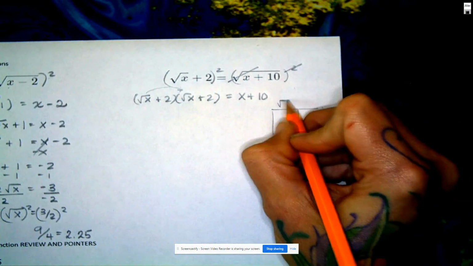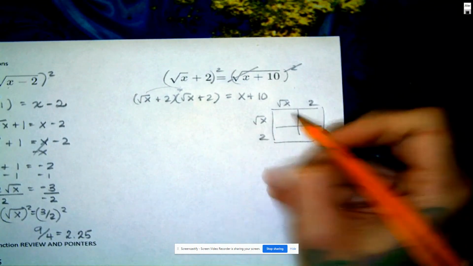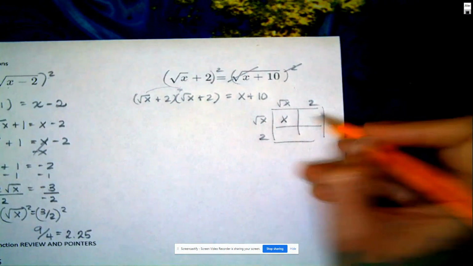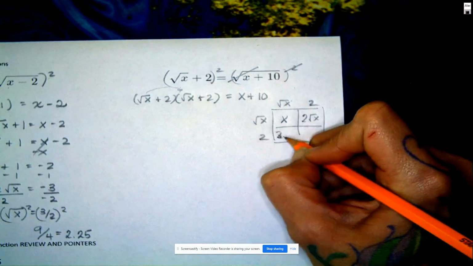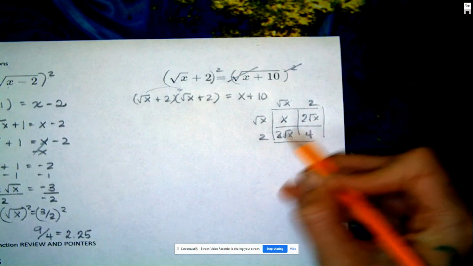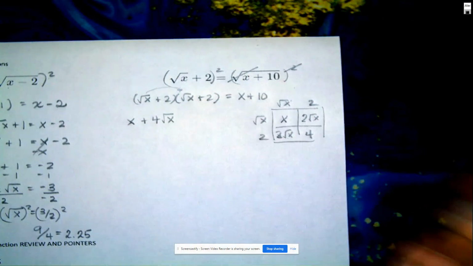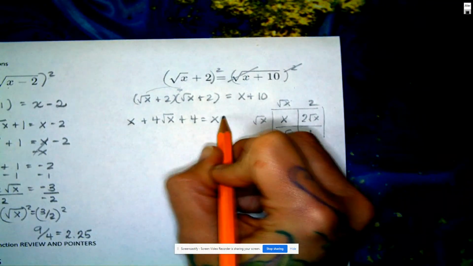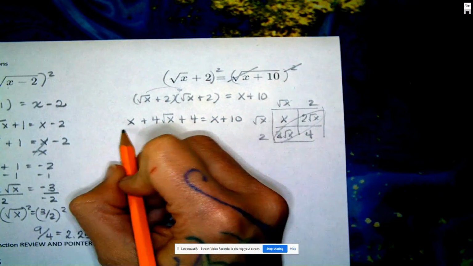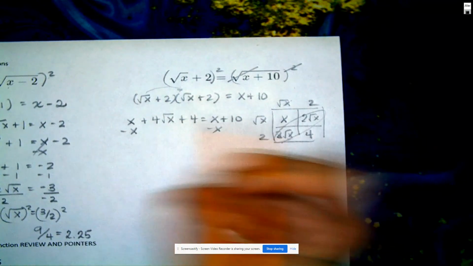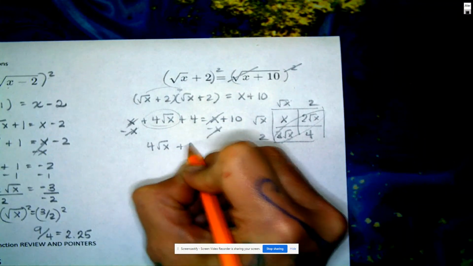So square root of x, 2, and 2. The square root of x times the square root of x is x. And the square root of x times 2 is going to be 2 times the square root of x, 2 times the square root of x again, and 2 times 2 is 4. Add these together, you get 4 square roots of x. So I have x plus 4 square roots of x plus 4 equals x plus 10. I just pulled out my like terms and combined these guys to get this. Subtract x from both sides, and I'm just working around my radical here. These guys go away. So I now have 4 square roots of x plus 4 equals 10.